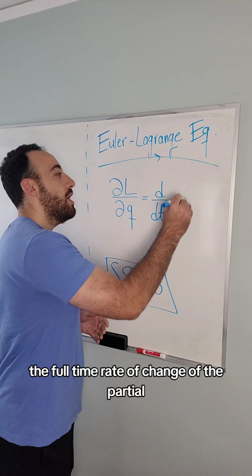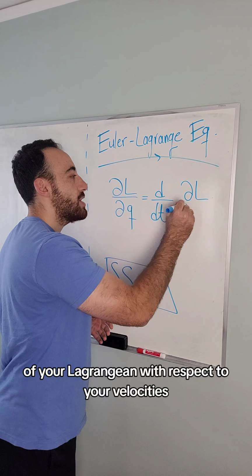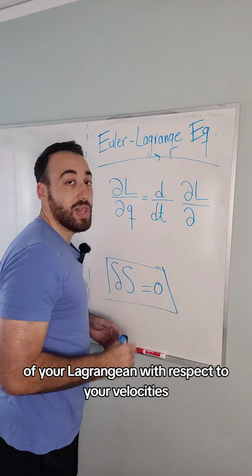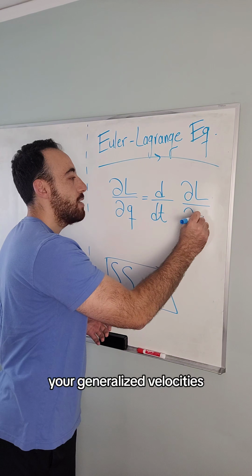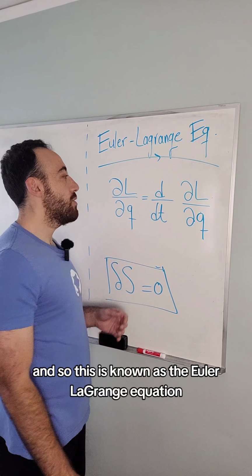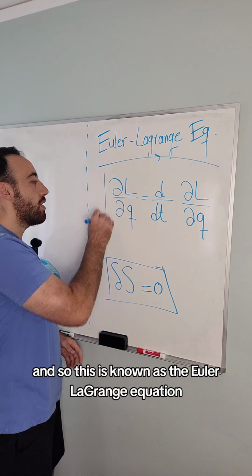that has to equal the time rate of change, the full time rate of change of the partial of your Lagrangian with respect to your velocities, your generalized velocities, which I will call q dot. And so this is known as the Euler-Lagrange equation.